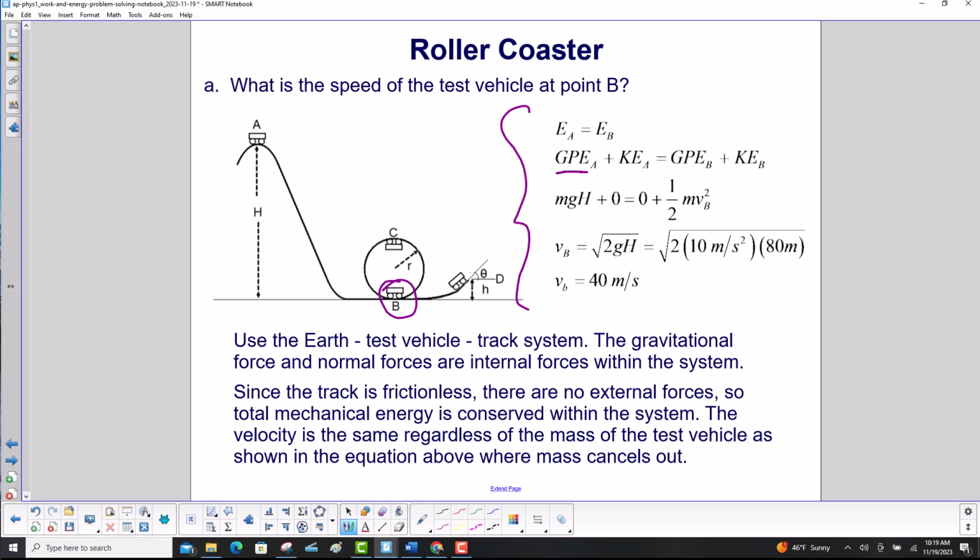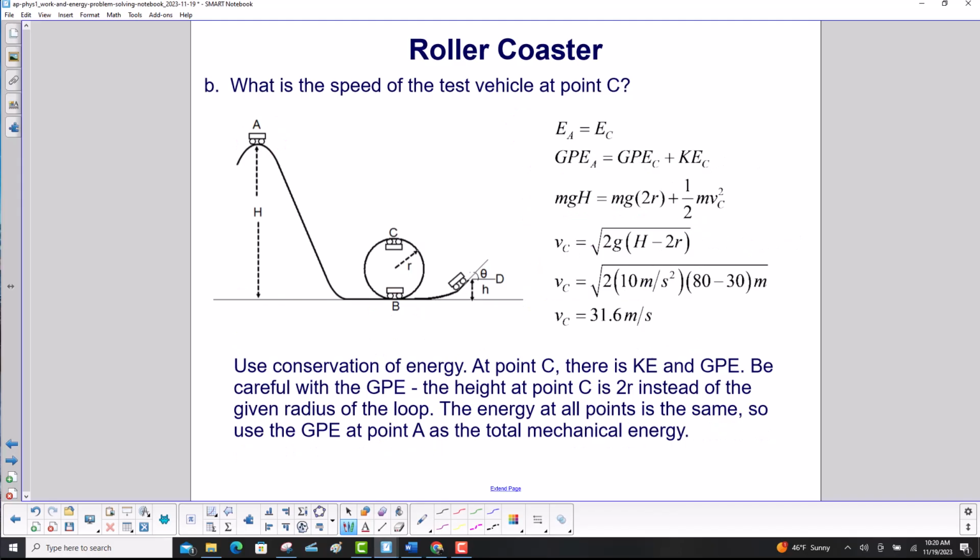So we set the initial GPE and the initial kinetic energy, and that's all at point A, equal to GPE at point B and the kinetic energy at point B. GPE at point A is mgH, it's not moving, so kinetic energy is 0. Then the GPE at point B is 0, as it's at the bottom, right here, of our reference frame, plus 1/2 mvB squared. Do a little algebra, we get vB is the square root of 2gH. Substitute in the variables, and we'll be using 10 meters per second squared for the acceleration, and we get a velocity at B of 40 meters per second.